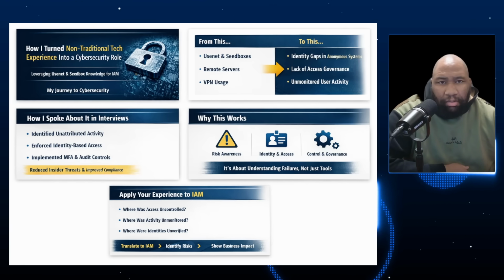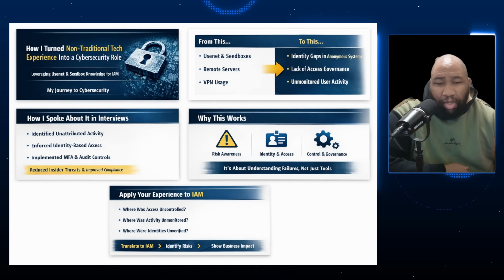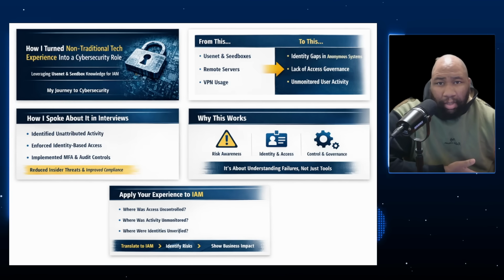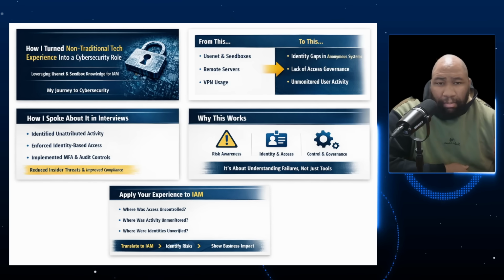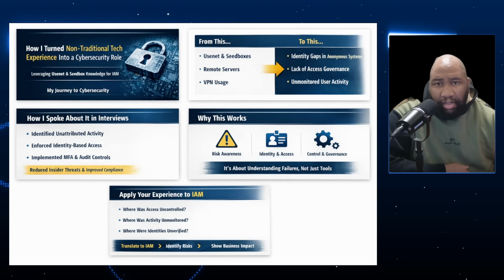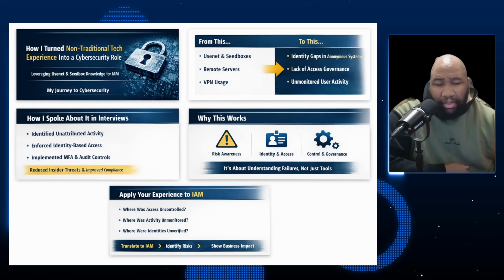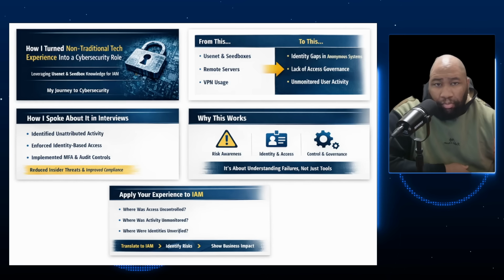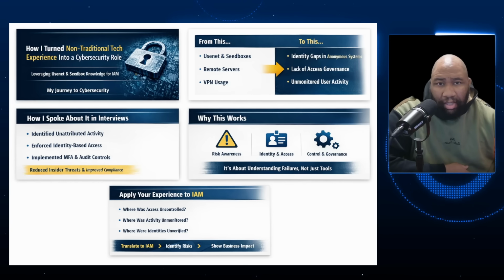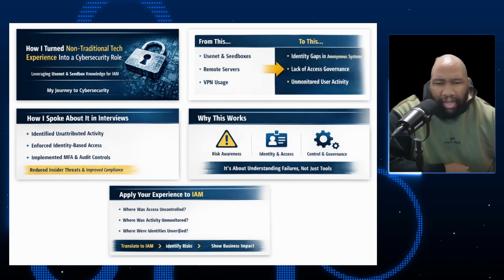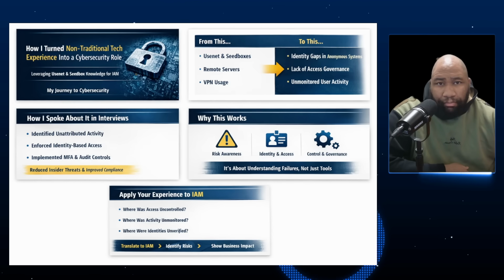So I noticed systems where user activity wasn't tied to a unique identity. So that can create a lack of accountability and auditability. My approach would be enforcing identity based access controls, implementing things like multi factor authentication, eliminating shared access, and then I would tie it back to the business impact. So, reduces insider threat risks, right? Improves compliance posture, and then it can strengthen the audit trails. That's how you can sound like someone that's ready for a cybersecurity role.